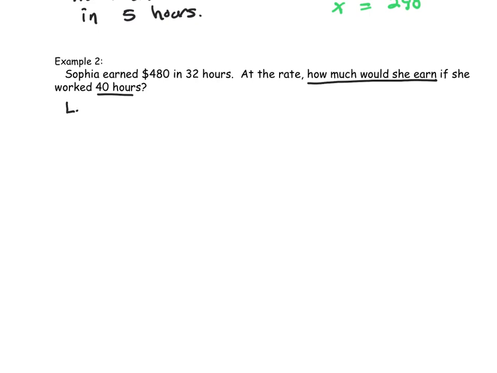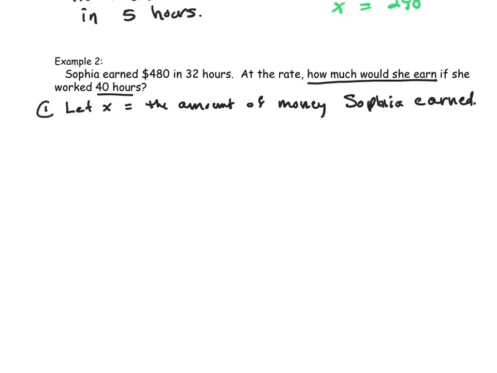So we could use a different variable, but I'm going to stick with my beloved x. So let x equal the amount of money Sophia earned. So that is step number 1. We identified what the question is and we gave a variable in order to represent it for right now. Step number 2 says that we want to set up a proportion and label it.